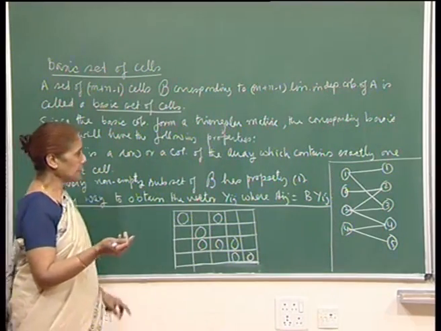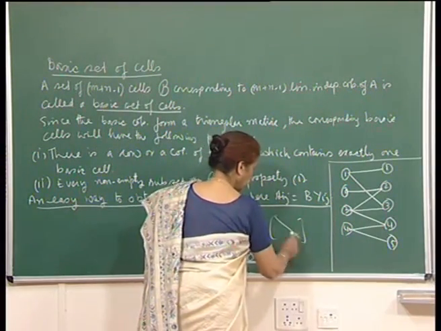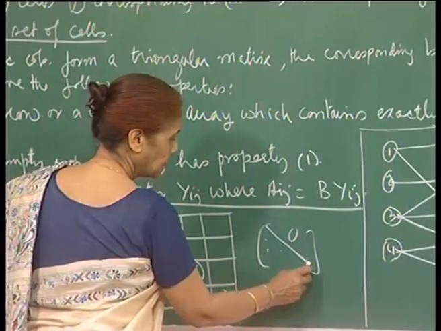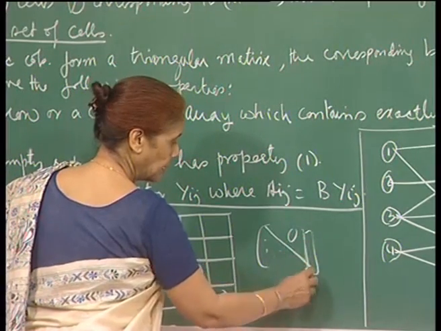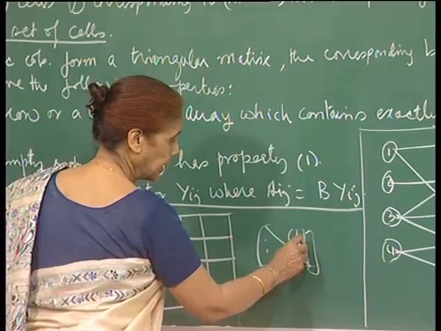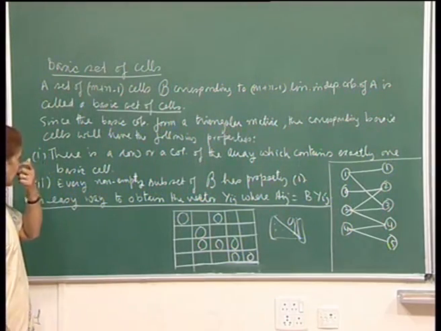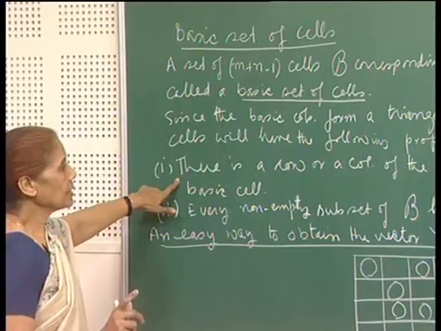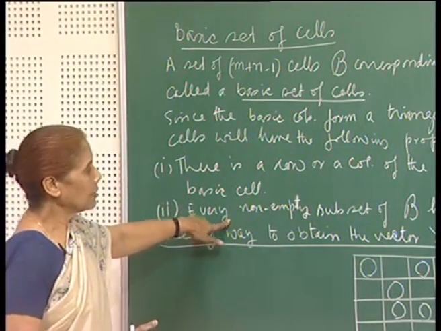Now, this is equivalent to saying that in a triangular matrix, you remember, if you have all zeros here and you have entries here, then if you look at this column, there is only one entry, and when you delete this column and this row, again there will be only one entry. So, this is the kind of property that you have in a triangular matrix. We are translating it to the set of basic cells, and so we are saying that there will be at least one row or column of the array which contains exactly one basic cell, and then if you take any non-empty subset of B, it will also have this property.